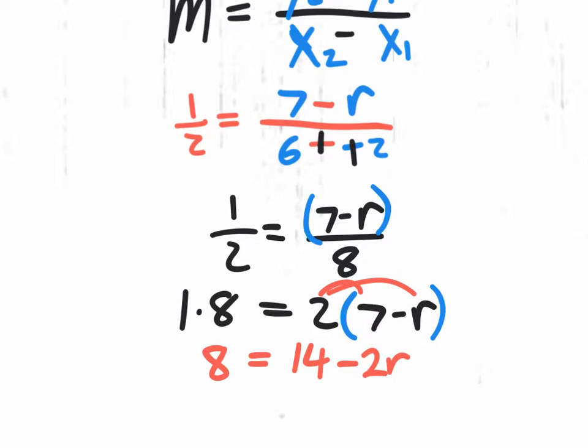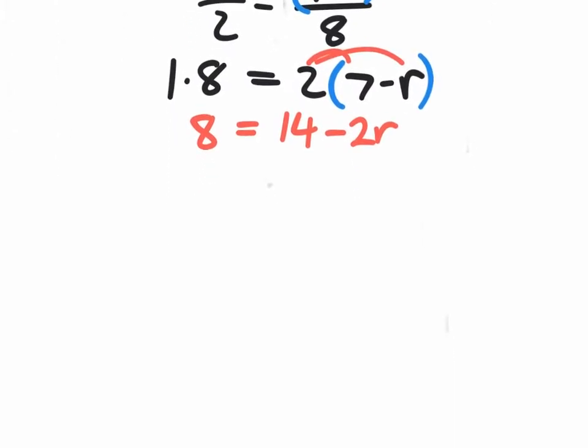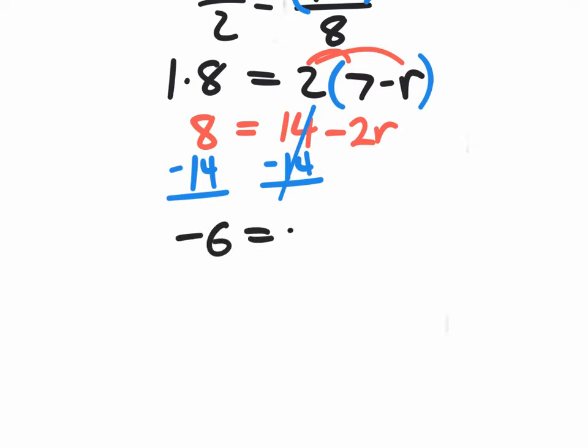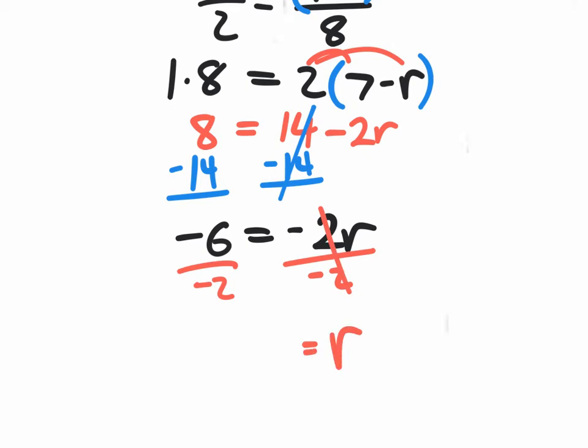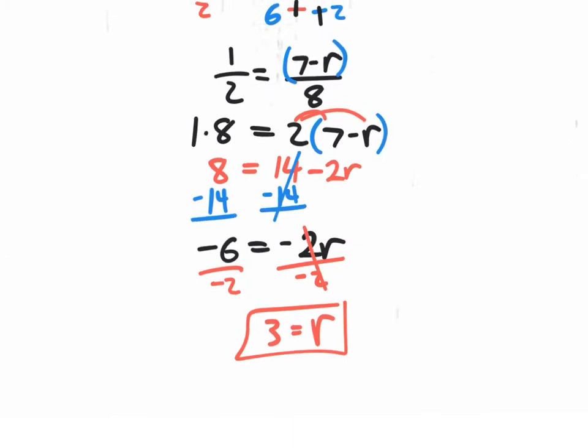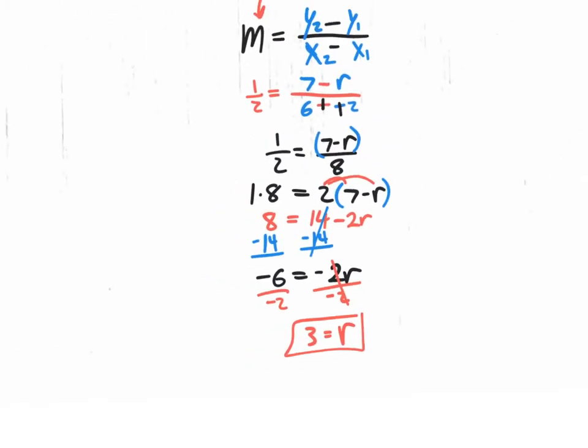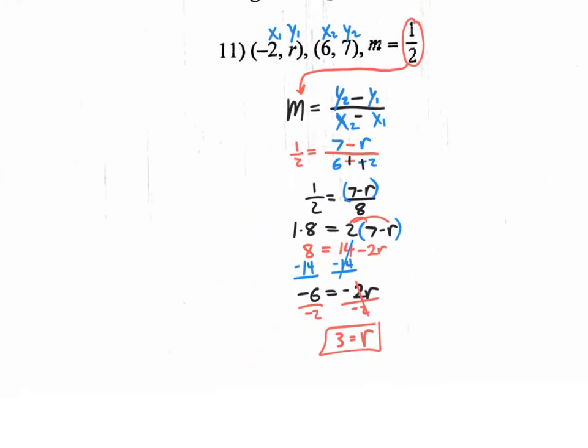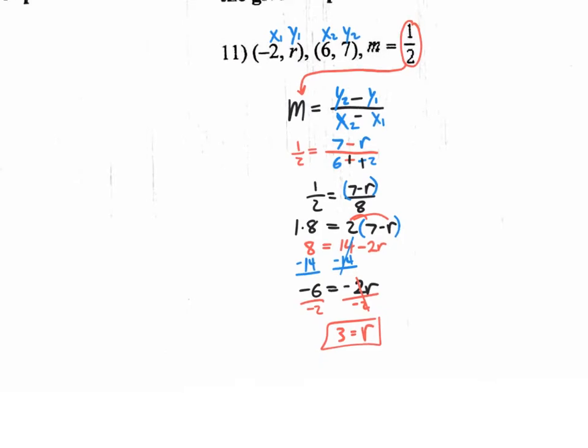And now I just have to solve this simple equation right here. I'm going to get rid of the 14 by subtracting 14 and subtracting 14. And I end up with -6. So -6 equals -2r. If you divide by -2, divide by -2, it cancels out. r equals +3. And that's your answer. If you think this question's familiar, it is. It probably came up on your homework and probably also on the quiz from last week.